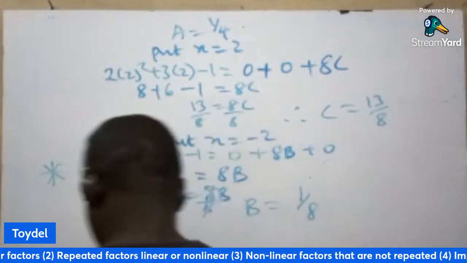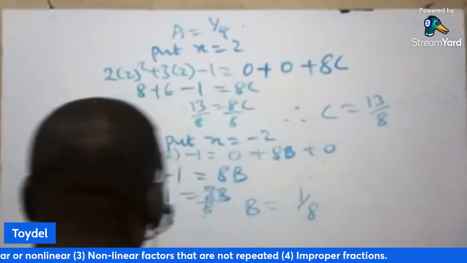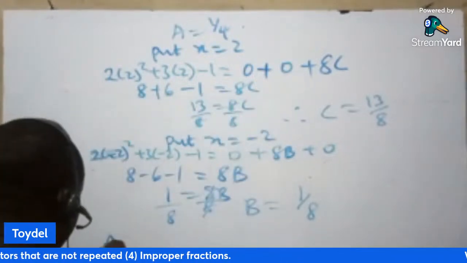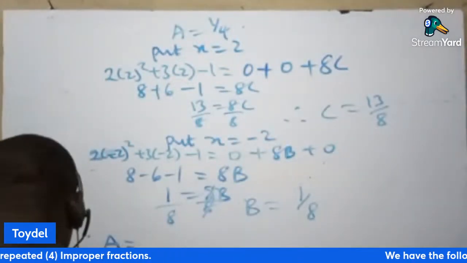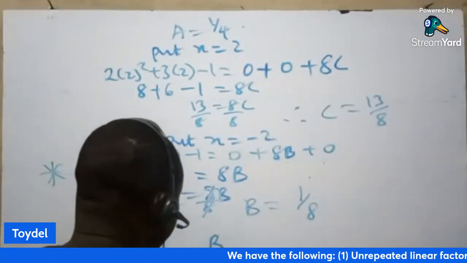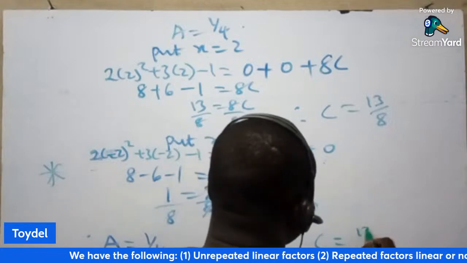So when I applied the cover-up method here, we have been able to get the value of a. Therefore, our a is given as what? We have been able to get the value of a to be 1 all over 4. We have b to be equal to 1 all over 8, and c to be equal to 13 all over 8.